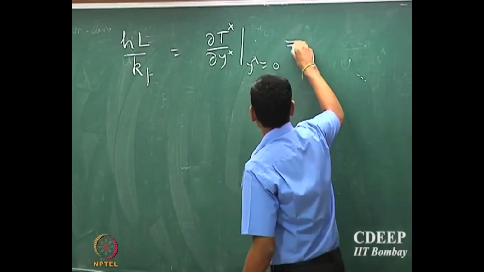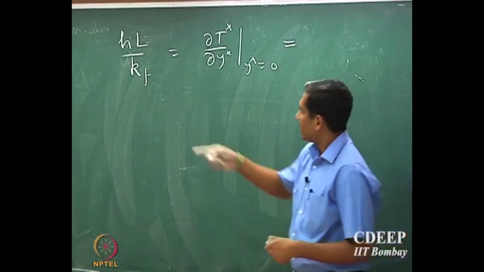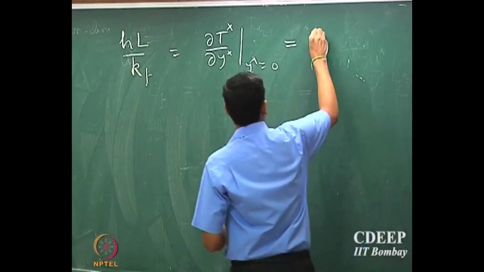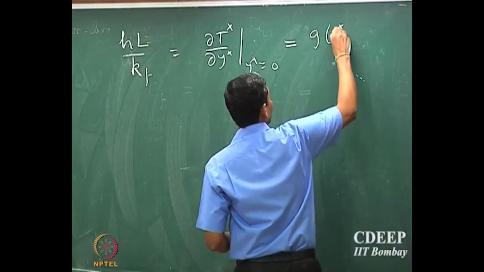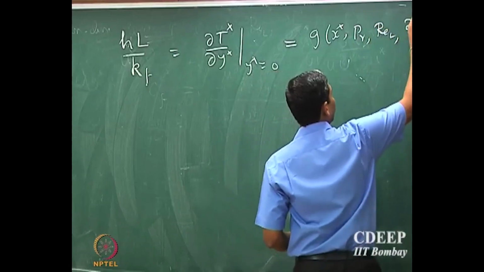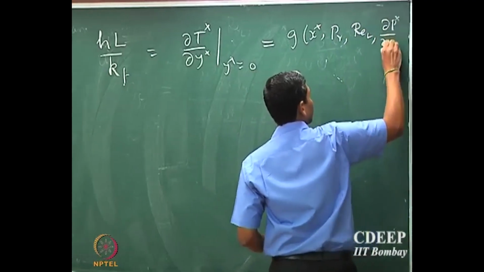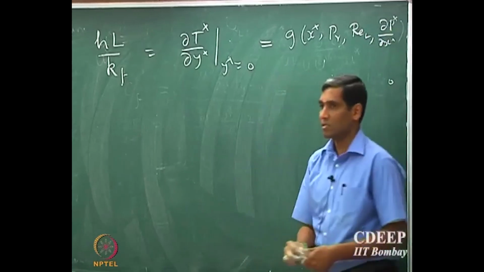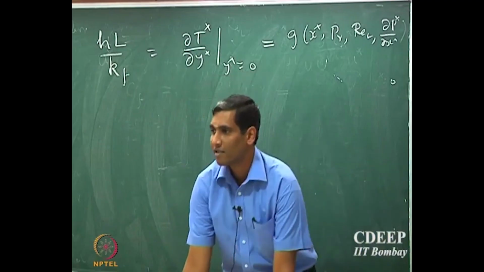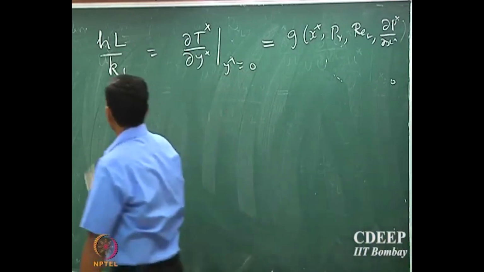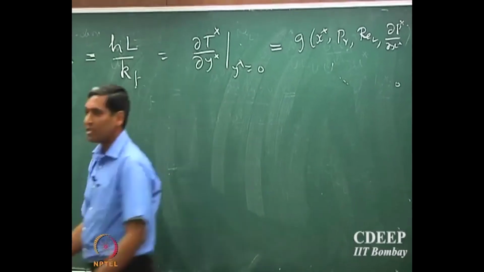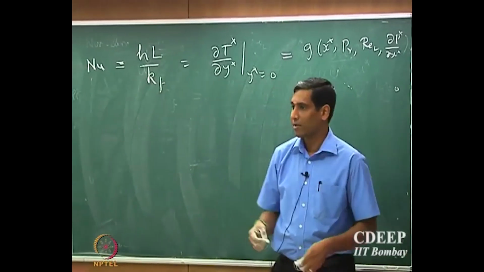Okay. Now this is only a function of, because you are evaluating at y star equal to 0, x star, Prandtl number, Reynolds number, and dp star by dx star. Okay. What is this? hL by kf, the Nusselt number. So this is what is called the Nusselt number. I am sure you must have seen this in your transport course last semester.